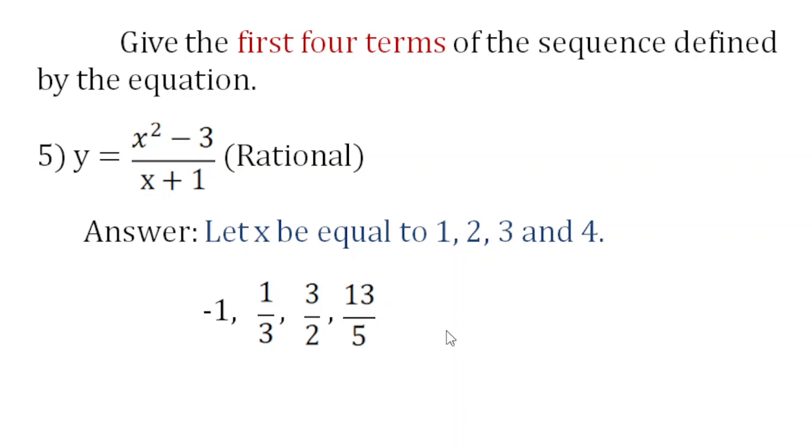This means to say that whatever equation will be given, if you are asked to find the first 4 terms of the sequence, you just substitute all the x's you have there with numbers 1, 2, 3, and 4. And the values of y that you obtain are the first 4 terms of the sequence.